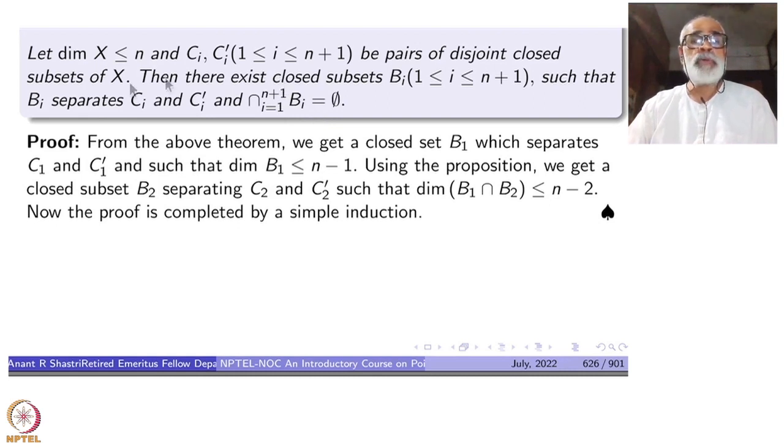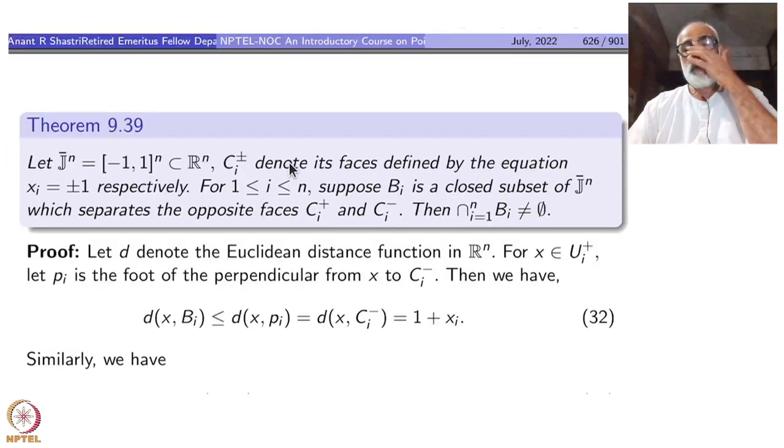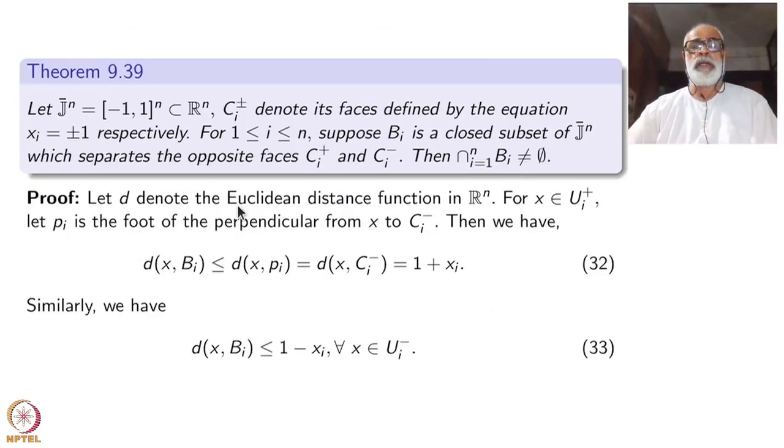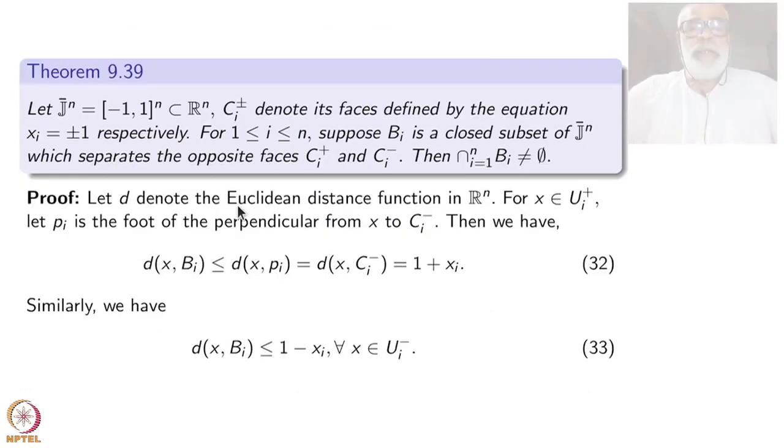So you have to have dimension less than or equal to n here, and there must be n plus 1 of them, then only you will achieve that. Alright. Now we are very close to the end here. Okay.